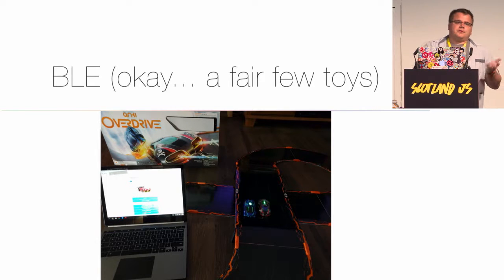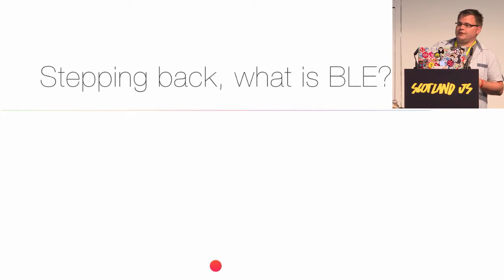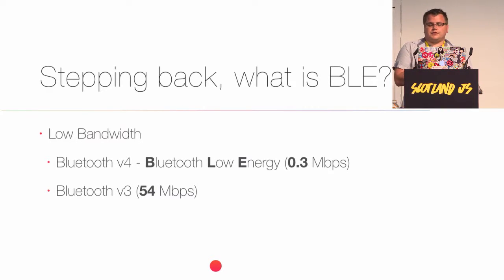I've been talking about Bluetooth Low Energy, but if I ask in the room how many people actually know what Bluetooth Low Energy is, there'd probably be very few hands. So let's take a step back and look at what it is. It's very low bandwidth. Bluetooth version 3 allowed you to send 54 megabits per second, and Bluetooth version 4 allows you to send 0.3 megabits per second. This is because it's low energy, and that's the whole point of BLE.